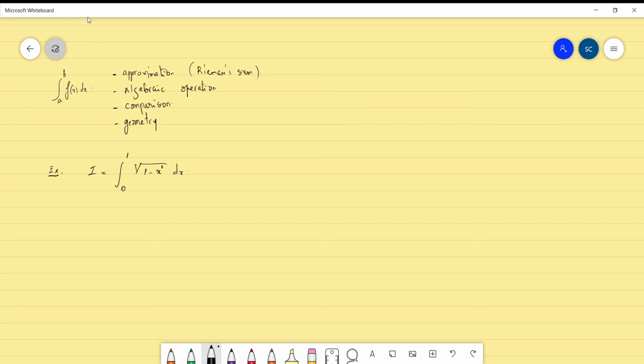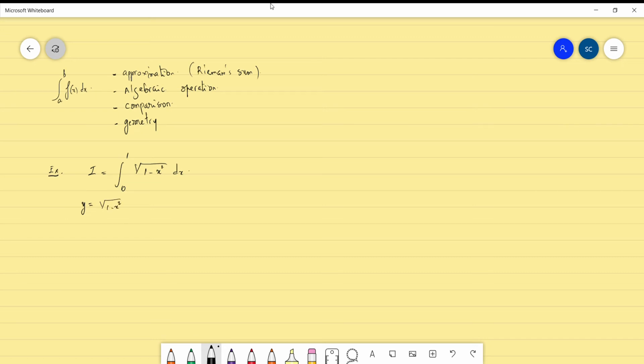As you see, your function f here is the square root of 1 minus x^2. Even if you try to use Riemann sums, it will not work. Algebraic operations, we don't have something known. Comparison, maybe, yes, maybe we can have a comparison, but let's try to use geometry. Geometry means I need to identify my curve. So here is my curve, y equals the square root of 1 minus x^2.